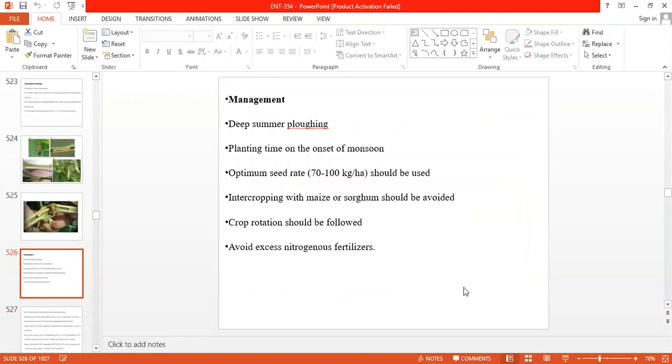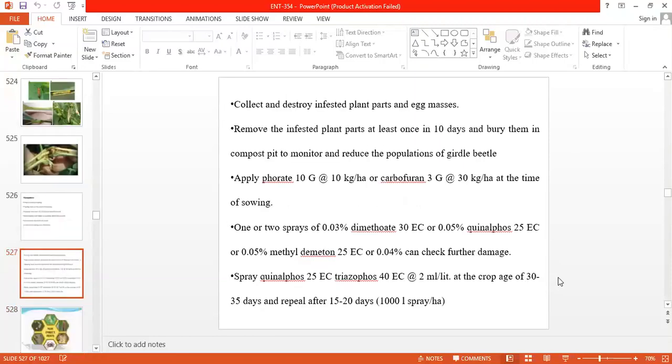Management practices: timely planting on the onset of monsoon, optimum seed rate 70 to 100 kg per hectare. Intercropping with maize, sorghum should be avoided. Crop rotation, avoid excessive nitrogenous fertilizers. Collection and destruction of infested plant parts along with egg masses. Remove the infested plant parts at least once in 10 days and bury them in a compost pit to monitor and reduce the population of girdle beetle.